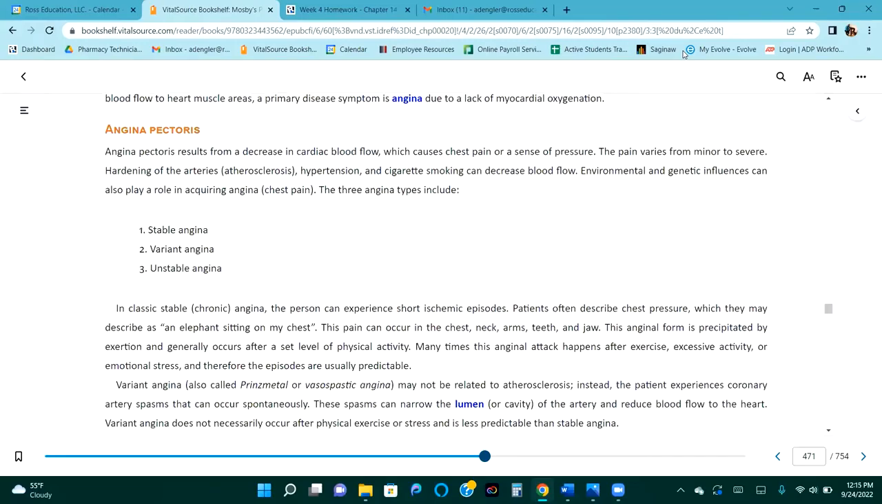Angina results from a decrease in cardiac blood flow, which causes chest pain or a sense of pressure. The pain can vary from minor to severe. Hardening of the arteries, hypertension, and cigarette smoking can decrease blood flow. Environmental and genetic influences can also play a role in acquiring chest pain. The three angina types include one, stable angina, two, variant angina, three, unstable angina.